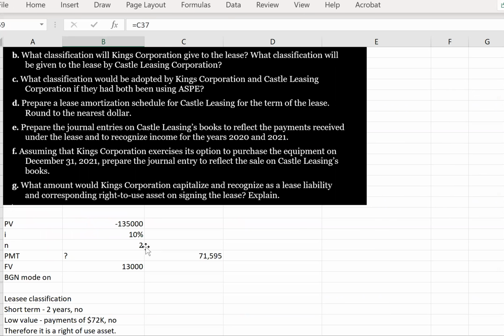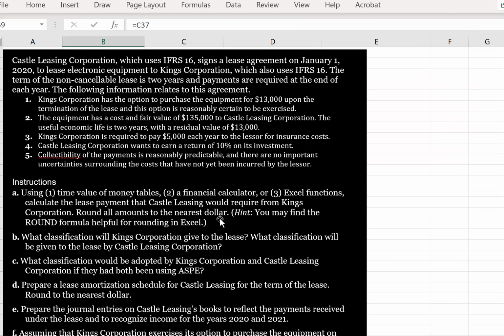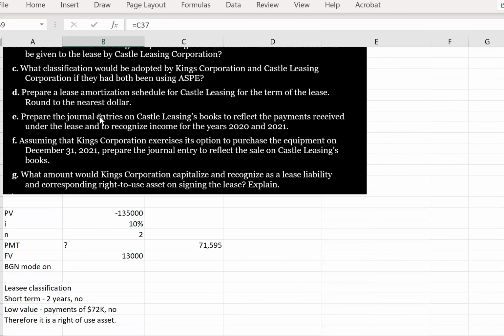Actually, let's just take a look up here. You know what we've missed is there is a nuance with this question. So let's take a look. So Casa Leasing Corporation signs a lease agreement on January 1st. The term of the lease is 2 years and the payments are required at the end of the year. End of the year. So let's take a look and go through our calculations here and see what happens.